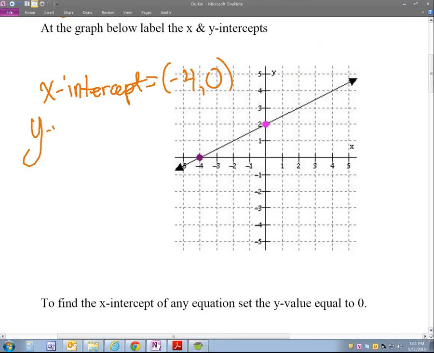Y-intercept. What are the coordinates of the y-intercept? 0, 2. Okay, Ensley? 0, 2. What do you notice about a possible pattern here, or something you can recognize? X-intercept, -4, 0. Y-intercept, 0, 2. Yeah. They both have zeros. Yes, they both have zeros in it.